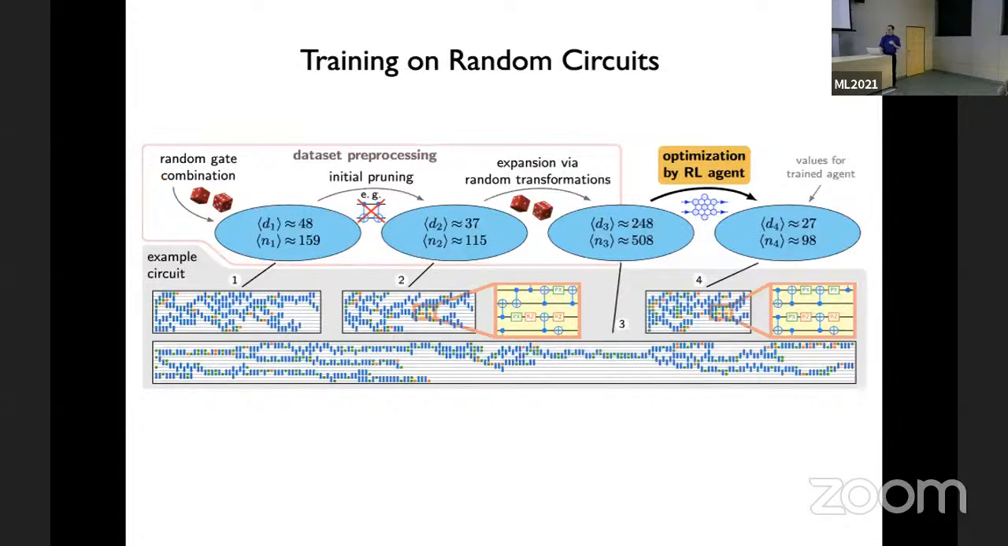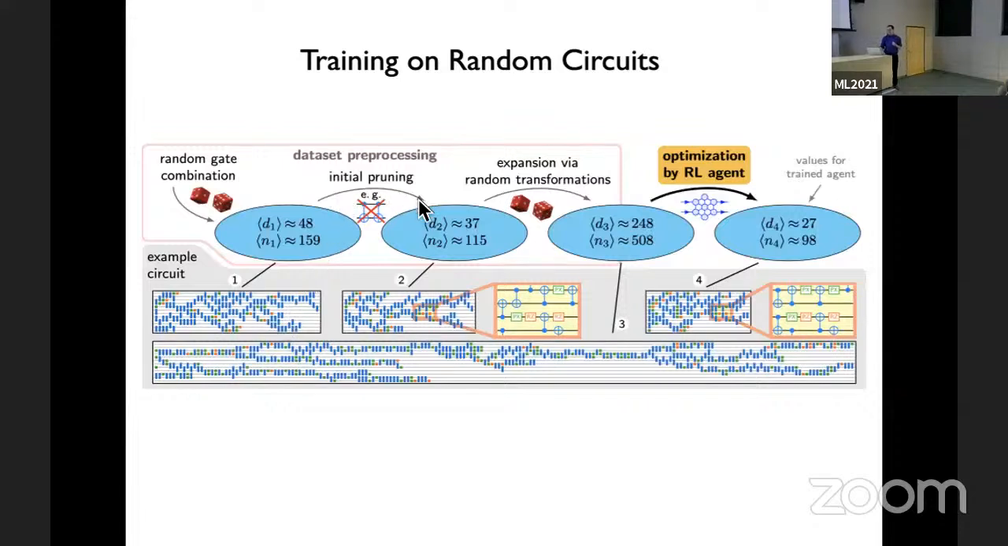Okay, so now for the training, how do you train this actually? The bottleneck here is that it's not so easy to produce a lot of quantum algorithms to train on for this compactification that we want to do. And so what we did is we implemented random circuits. Let me walk you through how this works. At first, we just produce random gate combinations that produce a quantum circuit like the one shown here, with a certain gate count, with a certain depth.